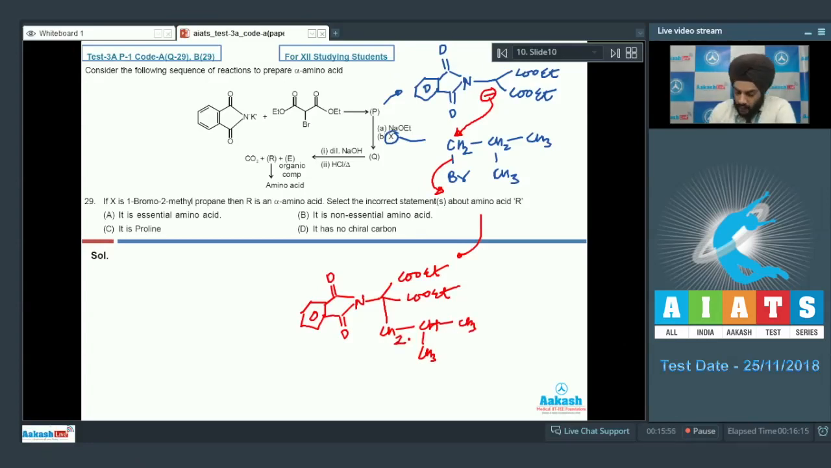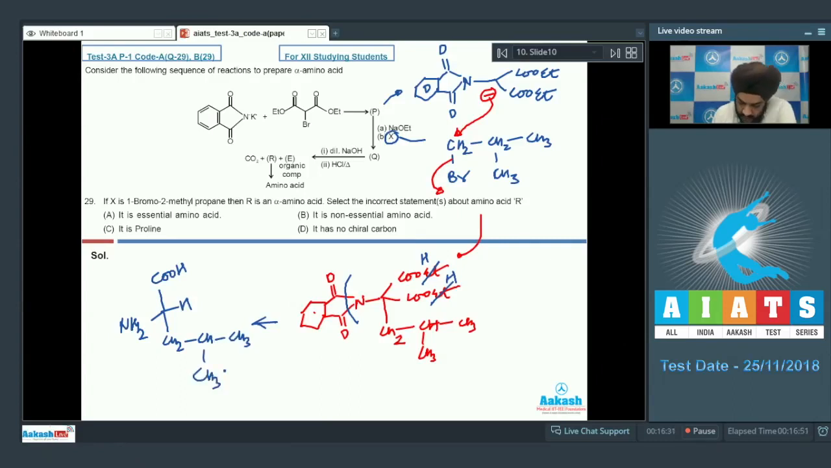And when it is further subjected to hydrolysis, the same thing will happen. This will get converted into an amine here. This will convert it into carboxylic acids, and on heating, this geminal dicarboxylic acid will undergo decarboxylation. So we are going to have NH2 from here. One of these COOH will leave in the form of CO2 and we will have the structure of the alpha amino acid as this. Now this is the structure of leucine.